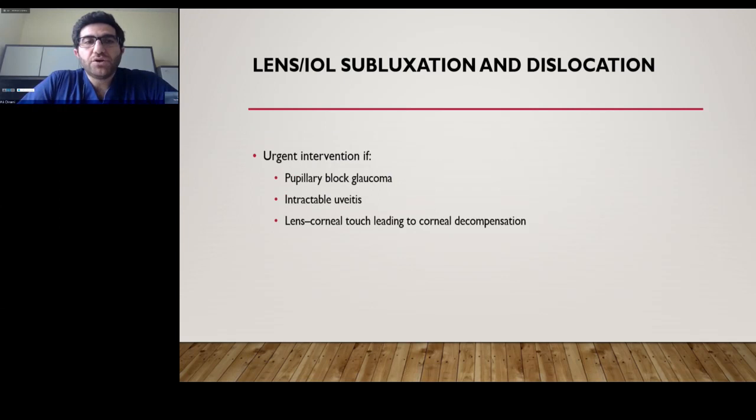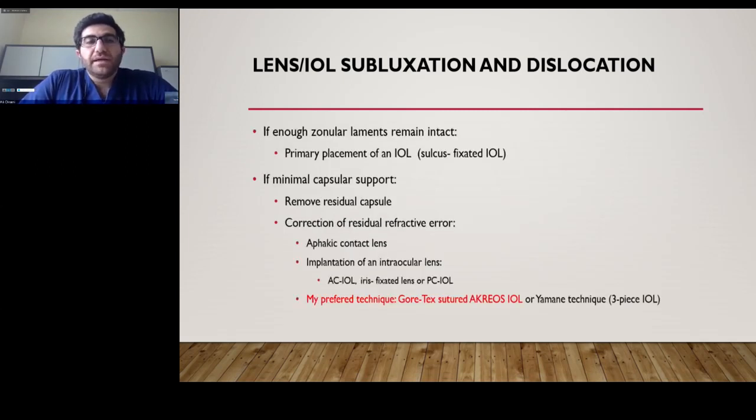The intervention will be urgent if we have pupillary block glaucoma, if we have uveitis that is not responding to drops, and if we have lens-corneal touch. Otherwise, surgery is deferred. It's very important to plan our surgery before going to the OR. For example, we should examine the patient to see if there is a sulcus, and if there is, we can put the lens in the sulcus. Otherwise, we should plan our surgery and ask for a specific lens to do specific techniques. If I have a patient with sulcus, I prefer to put the lens in the sulcus with optic capture. Otherwise, I use Akreos sutured lens or the Yamane technique, and my preferred technique is Akreos.